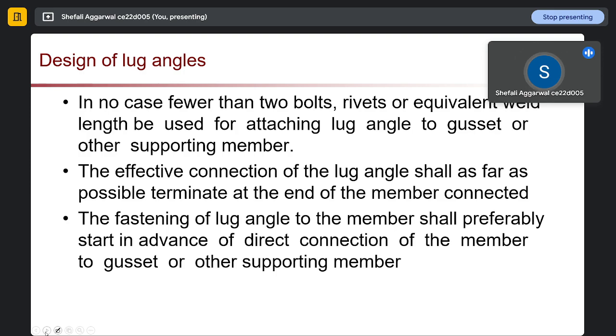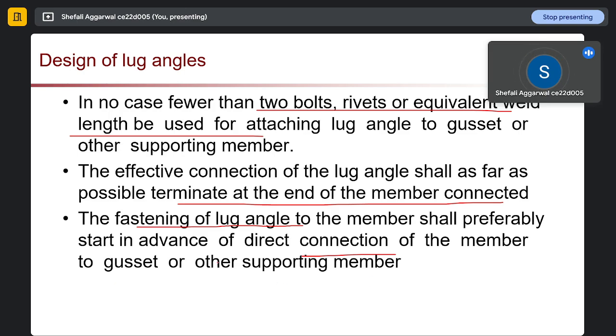So next step of our design in lug angle is, in no case we should provide less than a minimum of 2 bolts or rivets or equivalent weld length for attaching our lug angle to gusset plate or any supporting members. And the effective connection of the lug angle shall be as far as possible terminated at the end of member connected. And next thing is the fastening of lug angle to the member shall preferably start in advance of direct connection of the member to gusset or other supporting members. So lug angle should be connected along with the main members or gusset plate. It should not be done at the last or later on.